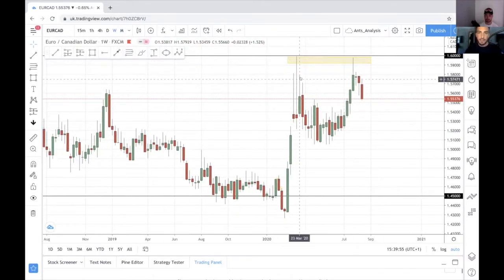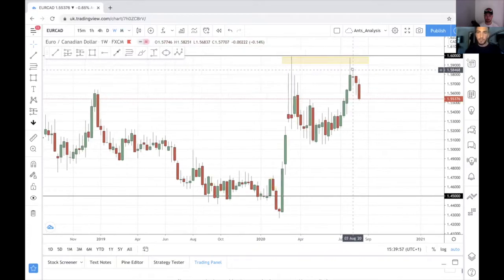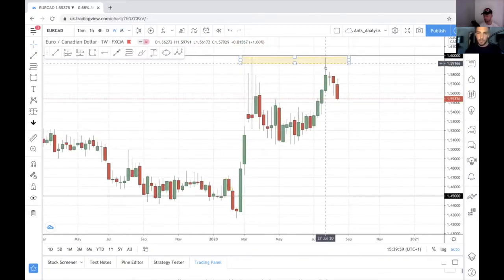As you can see, we have formed a double top at this level. Previous weeks, we did see a first wick rejection from the week starting on the 27th of July. Then afterwards, we formed a doji. The week after that, we formed a hanging man. So this is like a failed evening star.